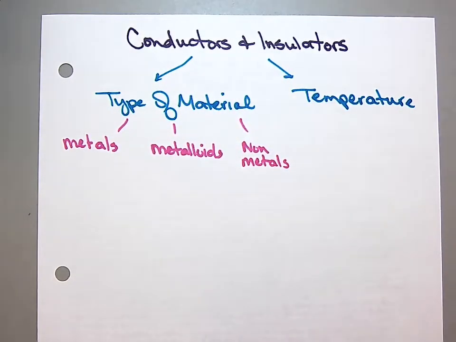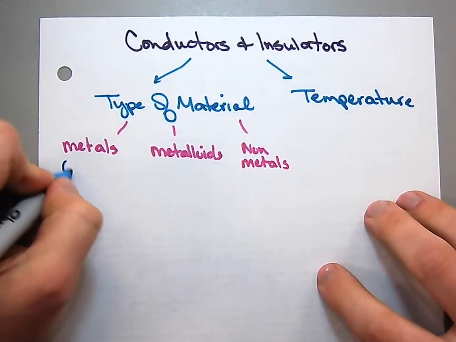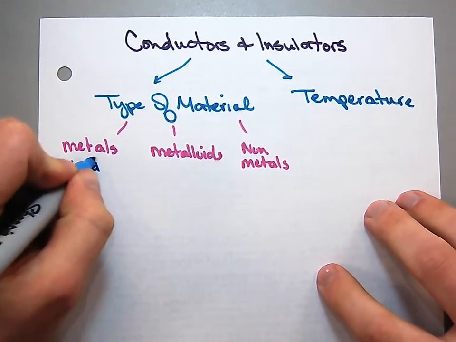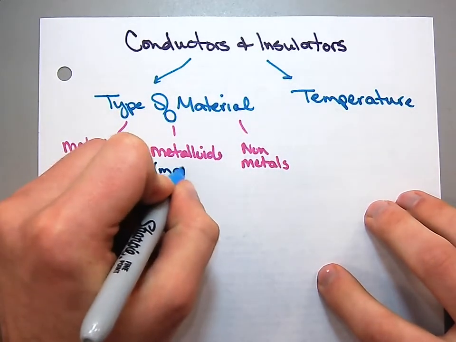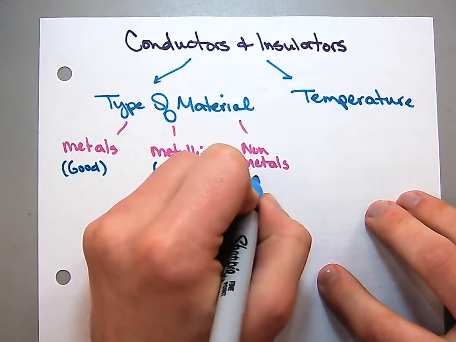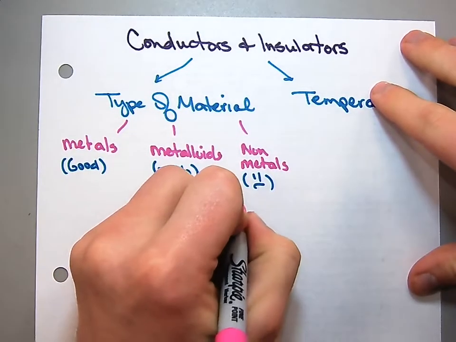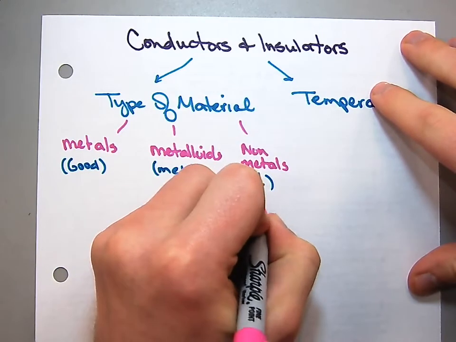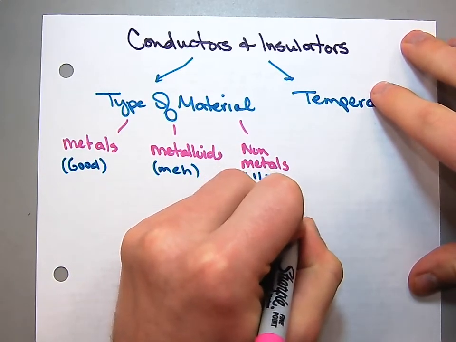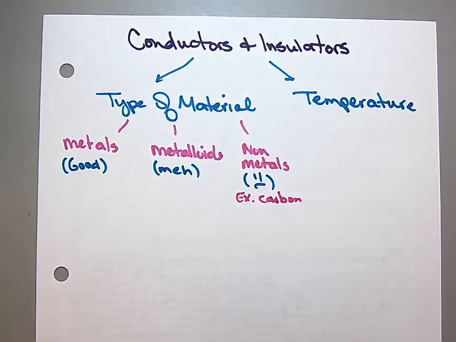In terms of conducting electricity, guys, metals, good. Metalloids, meh. And nonmetals, poor. One exception with nonmetals would be carbon, and the specific allotrope of carbon, graphite.